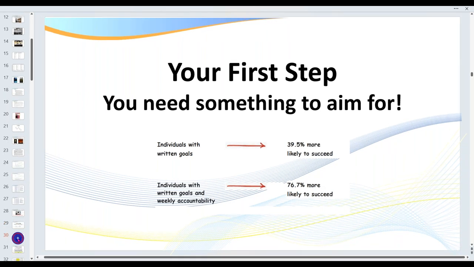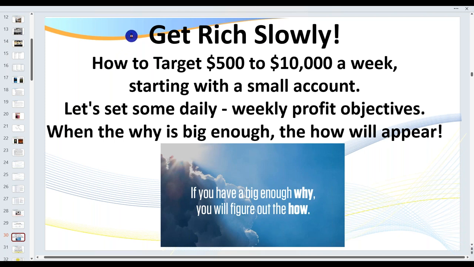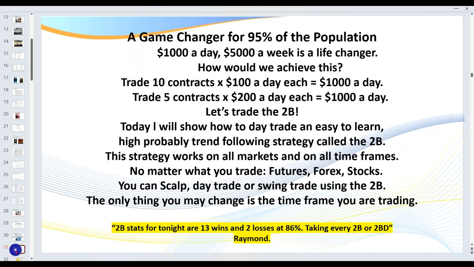So how do we make money? First of all, we've got to change our mindset. We've got to get rich slowly. We start by building our confidence and our competence, and that's why you hear me talk regularly about starting on micros. Now, what would an extra $5,000 a week mean to you? For most people, that would be a life changer. How do we do that? It's only $100 a day per contract, or $200 on five lots.